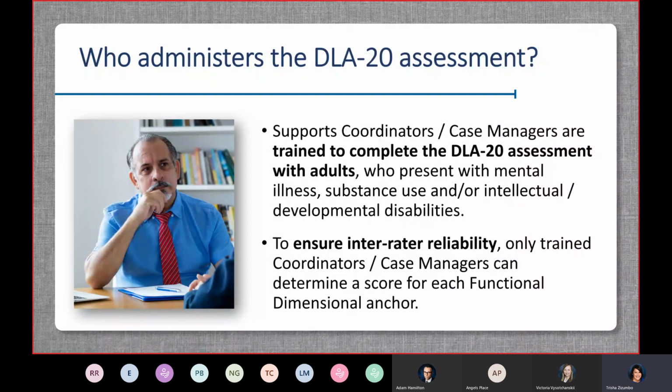Now, who administers the DLA 20 assessment? Trained supports coordinators and case managers are trained to complete the DLA 20 assessment with adults who present with mental illness, comorbid substance use, and/or comorbid intellectual and developmental disabilities. To ensure inter-rater reliability, only trained coordinators and case managers can determine the score for each of the functional dimensional anchors. Supports coordinators and case managers and individuals receiving services, their natural and paid supports, collaborate to understand the strengths and needs across all of the 20 functional dimensions of the DLA 20 assessment.